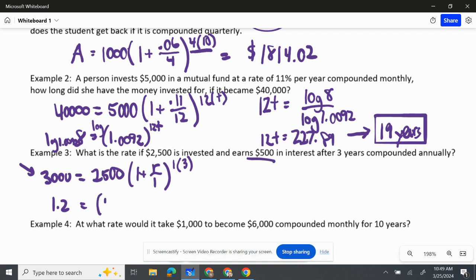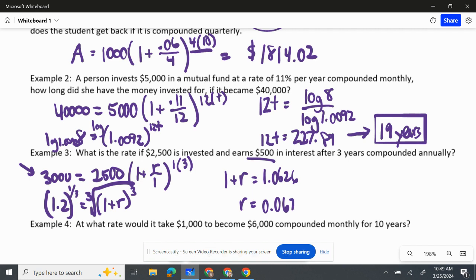And then I have 1 plus r to the 3. Now this is a little bit different. What I'm going to do is I'm going to take the cube root. Now, if you don't remember where the cube root is, another thing that you could do is just raise it to the 1/3. That's the same thing as raising it to the cube root. So when I do that, what I get is 1.0626. Then I'm going to subtract the 1, and that gives me 0.0626. I'm going to turn it into a percent. So that would be 6.26% or 6.3%. That would be fine also.